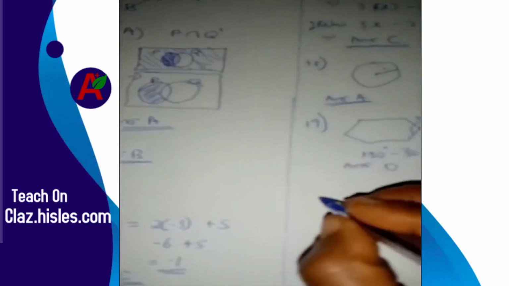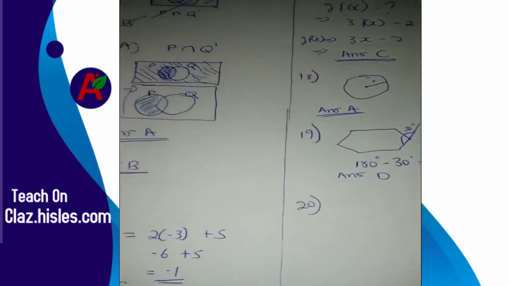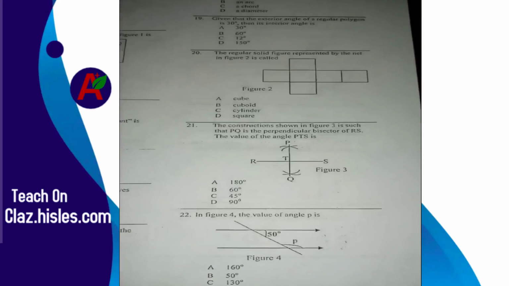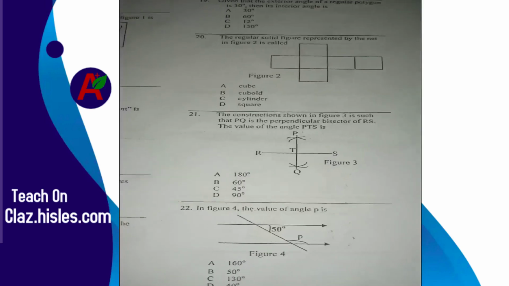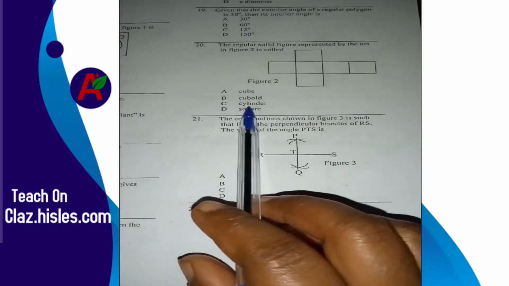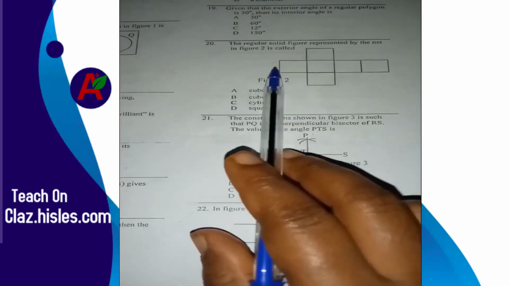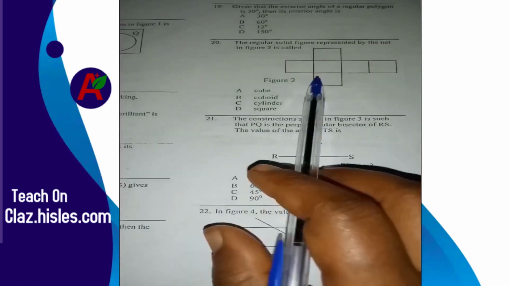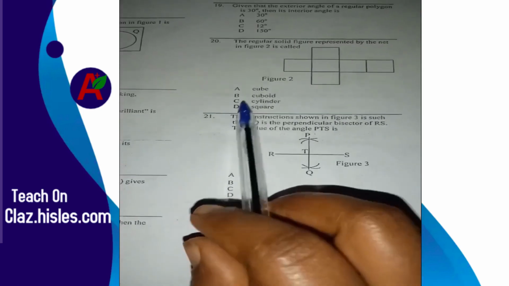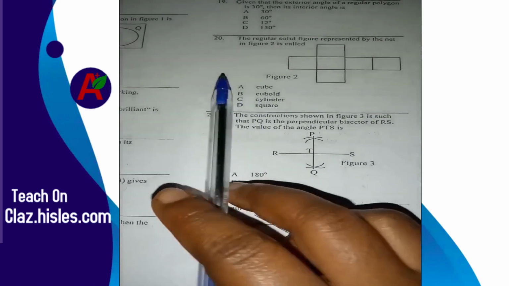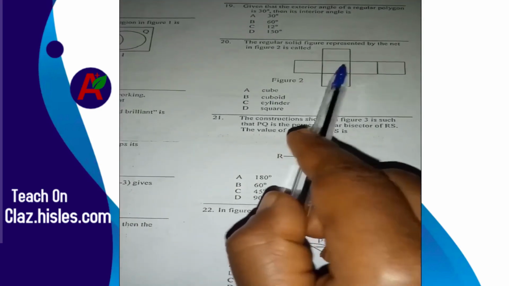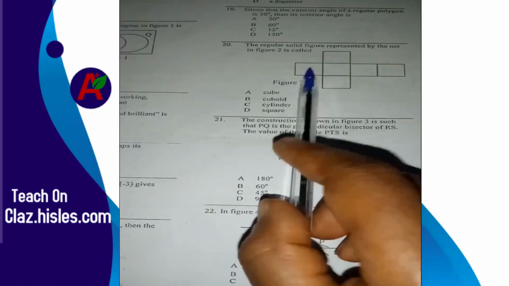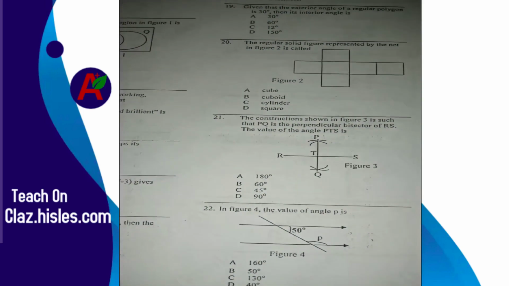Question 20. The regular solid figure represented by the net in figure 2 is called cube, cuboid, cylinder, square. It cannot be a square because a square will just be one side. We have 6 squares, so 6 squares will give us a cube because a cube has 6 sides. It cannot be a cuboid because this is a representation of multiple squares. If it was a cuboid, we would have multiple rectangles. So the answer to number 20 is A.